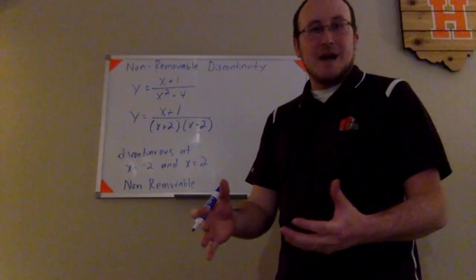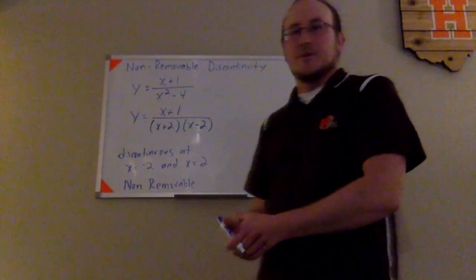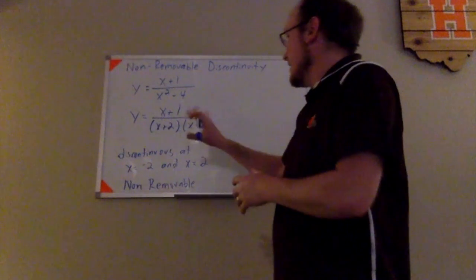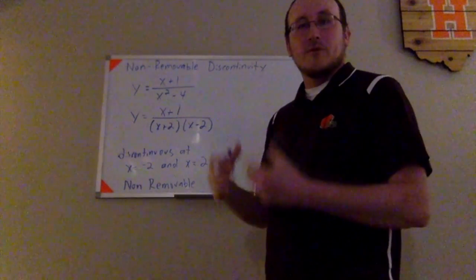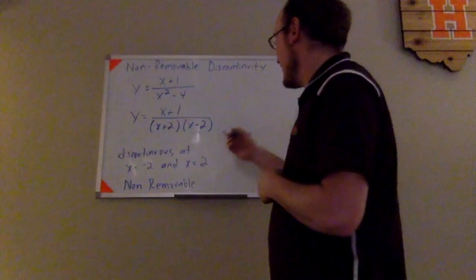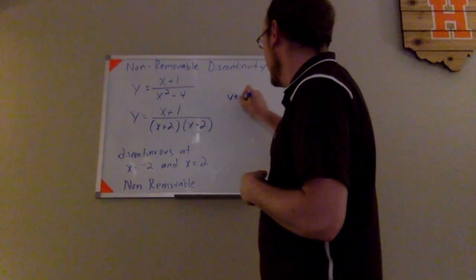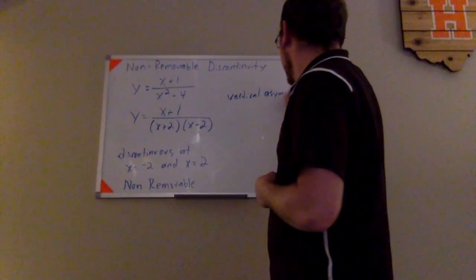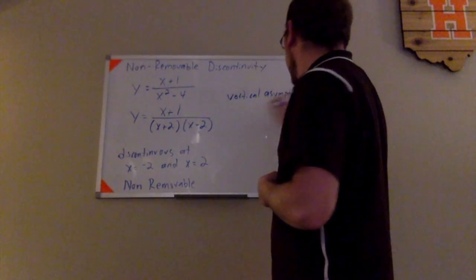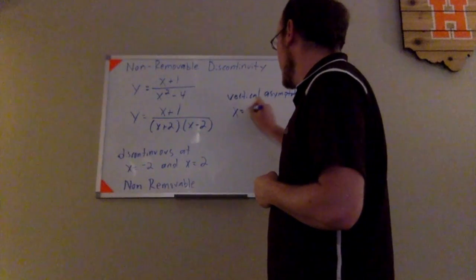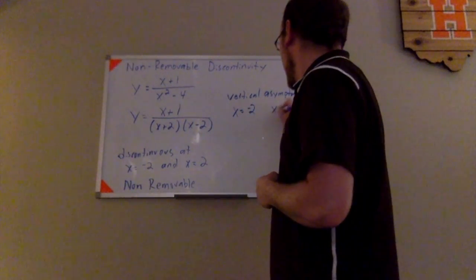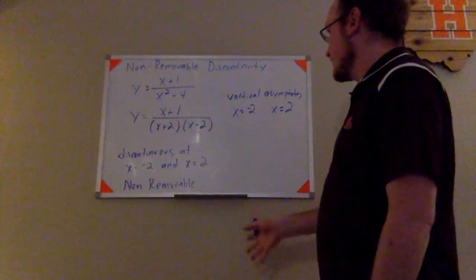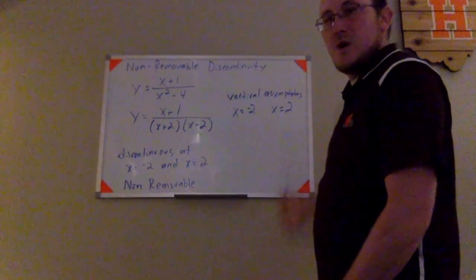So what does that mean for the graph of the function if these are non-removable discontinuities? Well, a non-removable discontinuity is represented by a vertical asymptote on the graph. So this graph would have vertical asymptotes at x equals -2 and x equals +2. If I look at the graph of this function, I should see those vertical asymptote lines at -2 and +2 here.